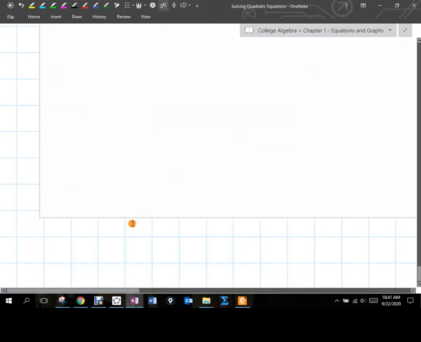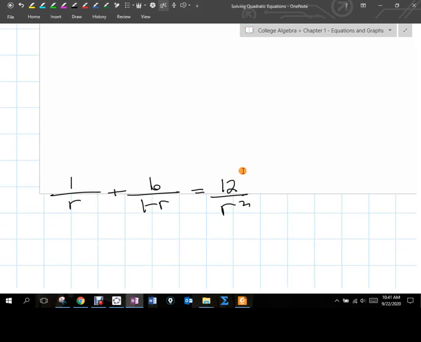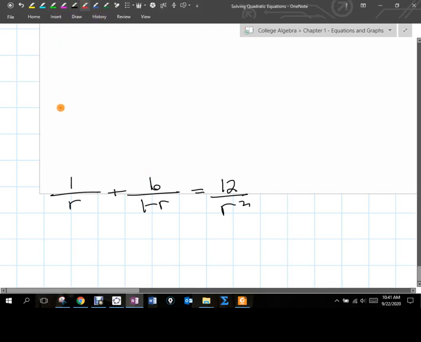So number 16 looks like 1 over R plus 1 minus R, or R, 1 minus R is the denominator, is equal then to 12 over R squared, right? This is initially a rational equation. Number one thing we don't like about it is fractions. What can I multiply by so that I get rid of fractions? Common denominator, and I want it to be the LCD.